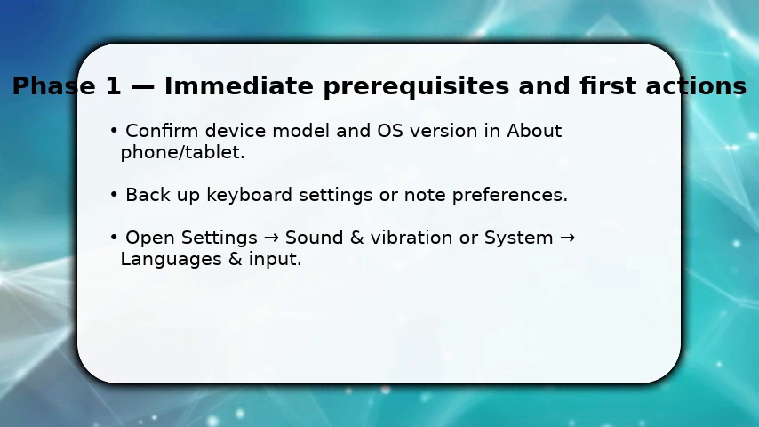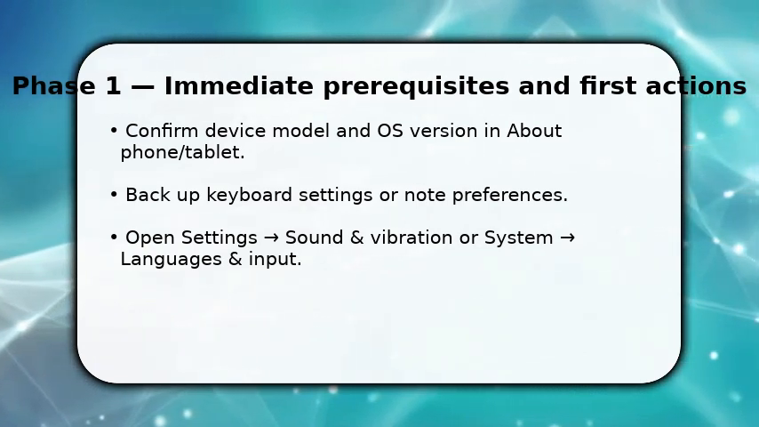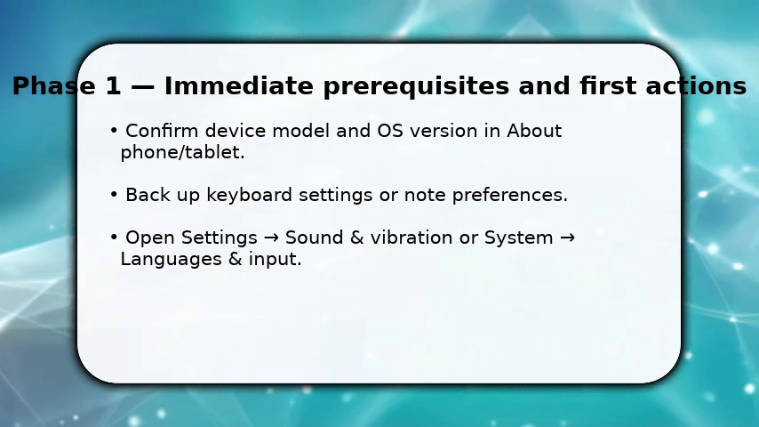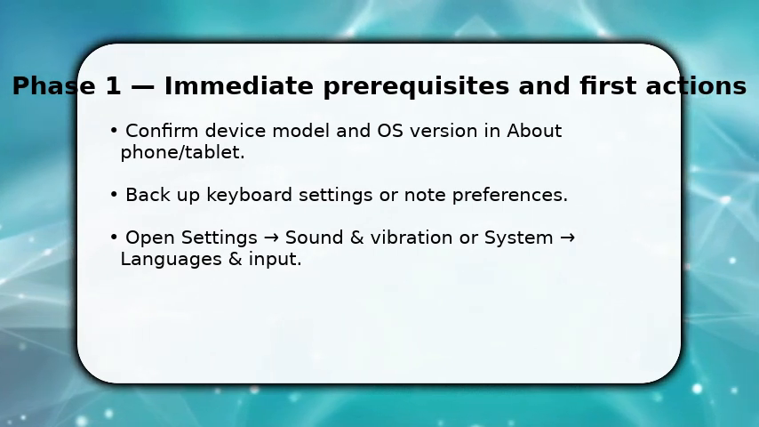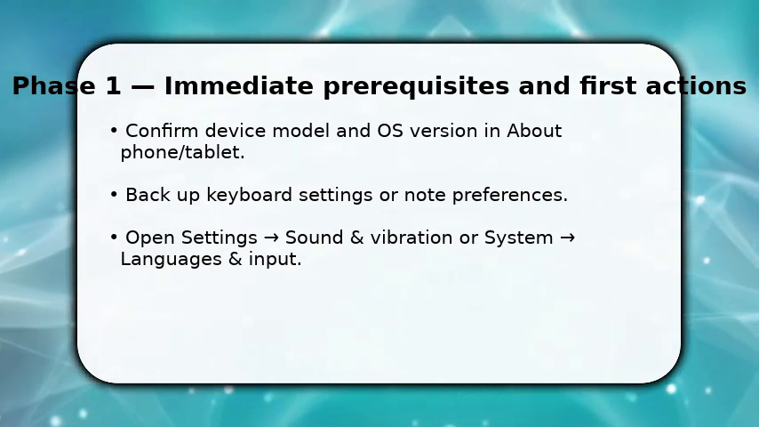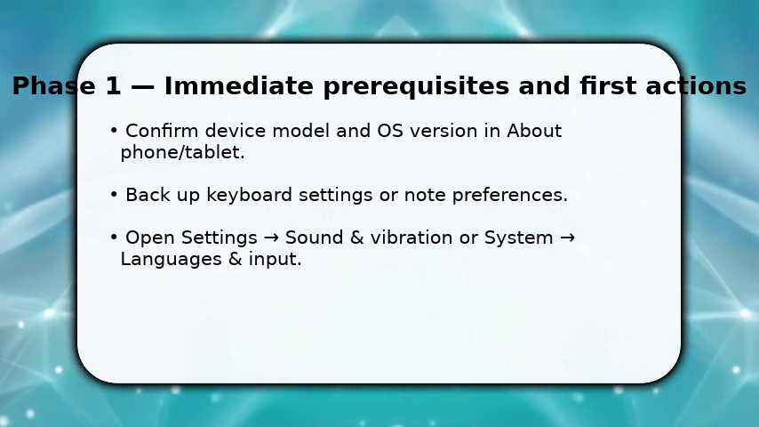You need to find the keyboard app entry. This is where vibration is controlled. Make sure to have the keyboard active so changes apply immediately, and keep the device unlocked to test each change. You now select the keyboard app, for example Gboard, SwiftKey, or Samsung Keyboard from input methods.